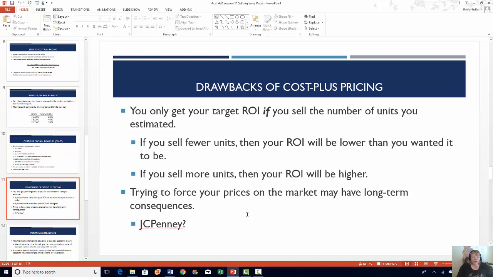So there are some drawbacks of cost plus. You can only get your ROI if you sell the numbers that you've estimated. And if you sell fewer items, then your ROI will be lower. And if you sell more units, you can only sell more units if you make more units, right? And then your ROI will be higher. But if you've only decided that you're going to sell 17,250 and you only make that many, you're not going to be able to sell more because you don't have them. And you don't want to try to force your prices on the market because that may have long-term consequences.